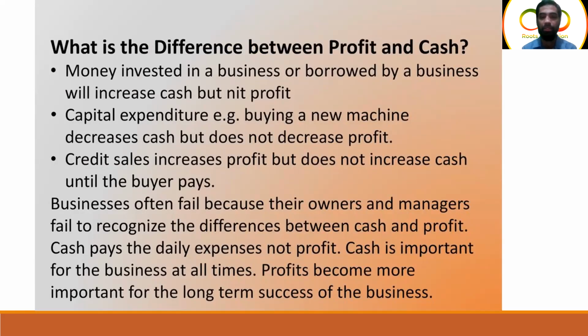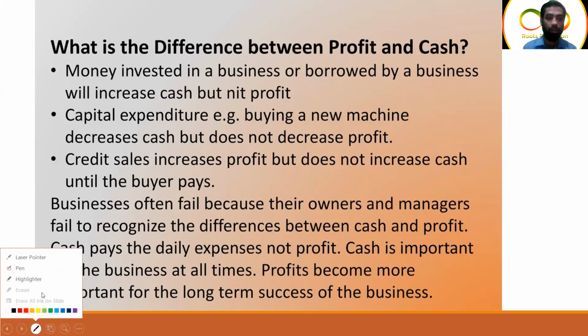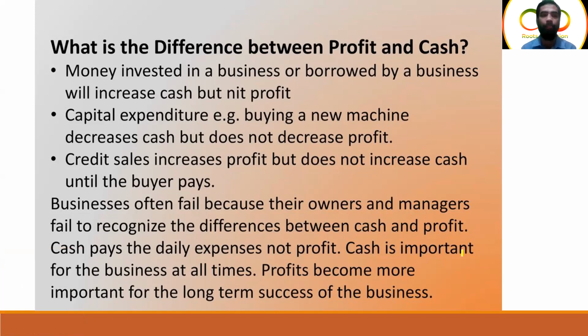Okay, now we will see the difference between profit and cash. Why is this question very important? Because many times businesses fail because managers and owners fail to distinguish between these two. Cash is a current asset, or a liquid asset, and it is necessary for the daily maintenance of our business, whereas profit is more important for the long-term success of a business. That's why, as we have seen in the previous slide, it is calculated in terms of the financial year, periodically rather than daily.